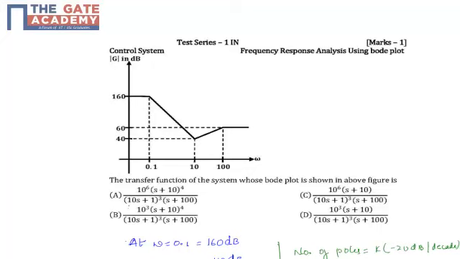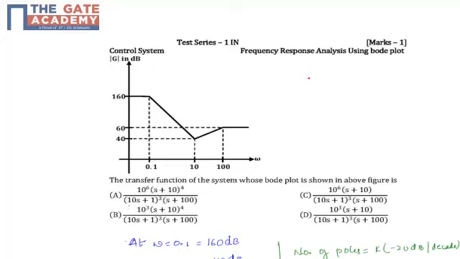Hello, the given question is from test series 1, stream ION and subject control system, and chapter is frequency analysis using Bode plot, and this question is a 1 mark question. So here they have given this Bode plot, and for this Bode plot we have to find the transfer function.